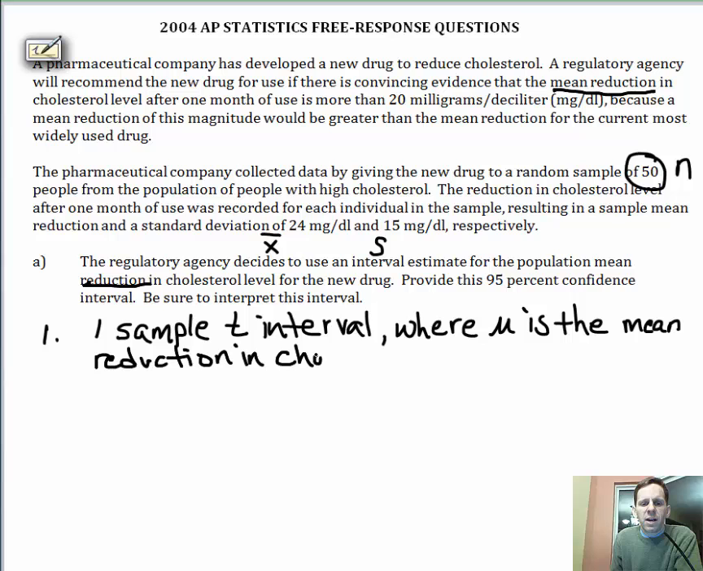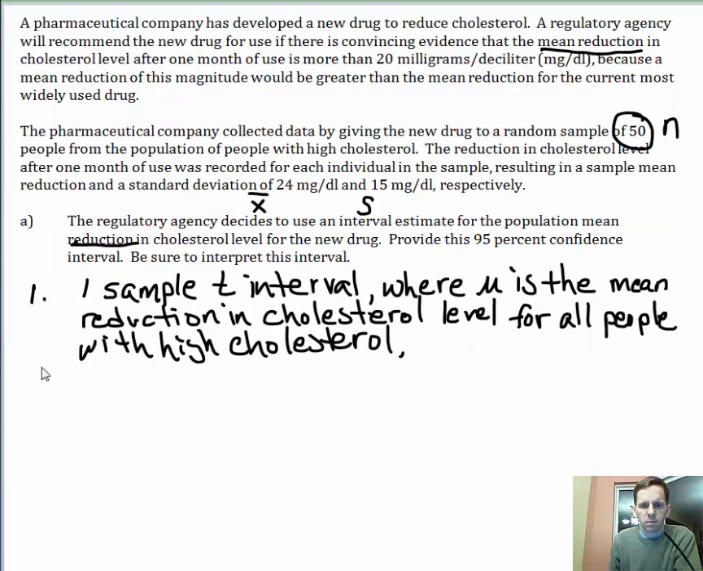And then finally, we want to identify the population. The sample in this problem is 50. 50 who? 50 people from the population of people with high cholesterol. So if the sample is 50 people with high cholesterol, the population is all people with high cholesterol. So we include that here as well, for all people with high cholesterol.